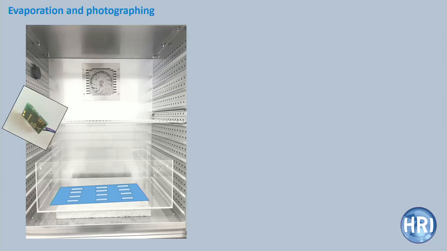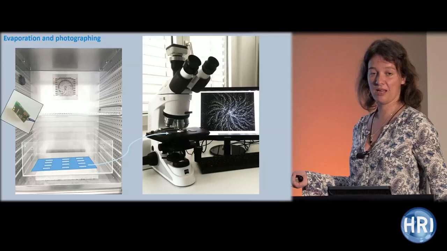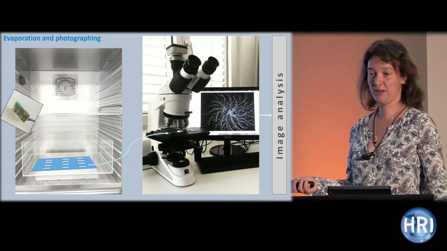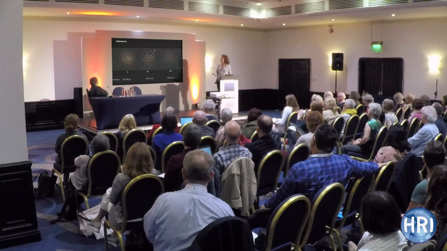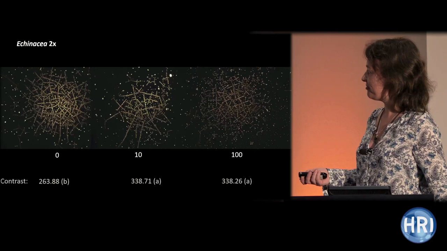The slides with the droplets are put in the inner chamber, and the humidity and temperature is controlled. After the evaporation is finished, the residues of the droplets are analyzed under an optical microscope, and we photograph the images. As you can imagine, with more than 4,000 images, visual evaluation is not possible, so we perform a computer supported evaluation. I think we have too much light here, but these are examples of patterns of Echinacea 2X.